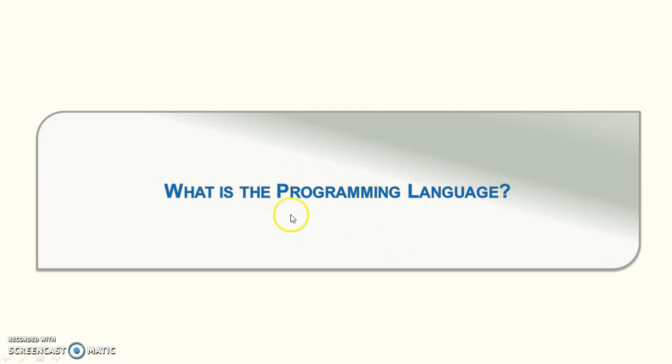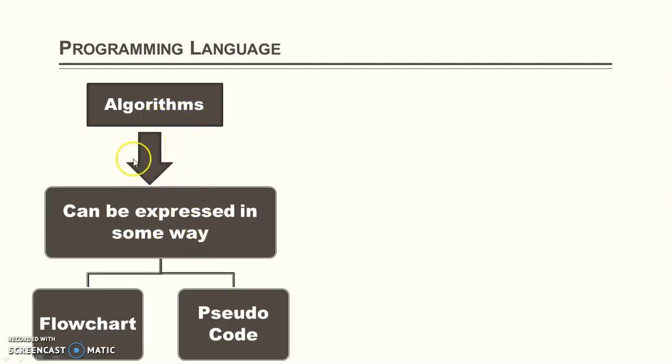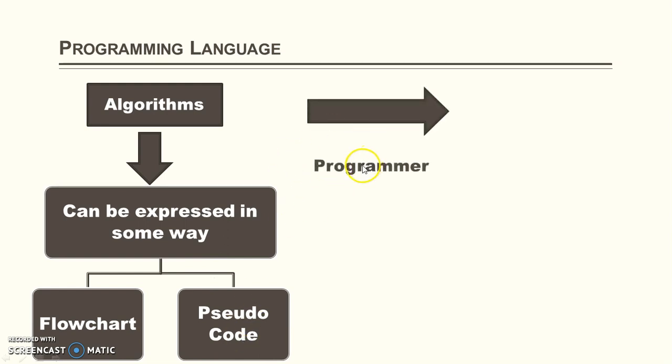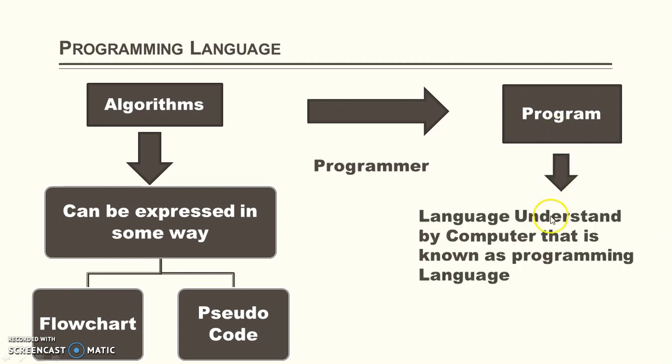We have already discussed the programming language. Let's have a quick revision. As we know, to solve a particular problem, an algorithm is a set of steps that can be followed to solve the problem. There are two ways to express your algorithm. One is a flowchart, which is the diagrammatic representation of your algorithm, as well as pseudocode, which is nothing but an English-like language. Then a programmer will translate this set of steps into a program, which is nothing but a set of instructions that can be understood by a computer. The language understood by a computer is known as the programming language.